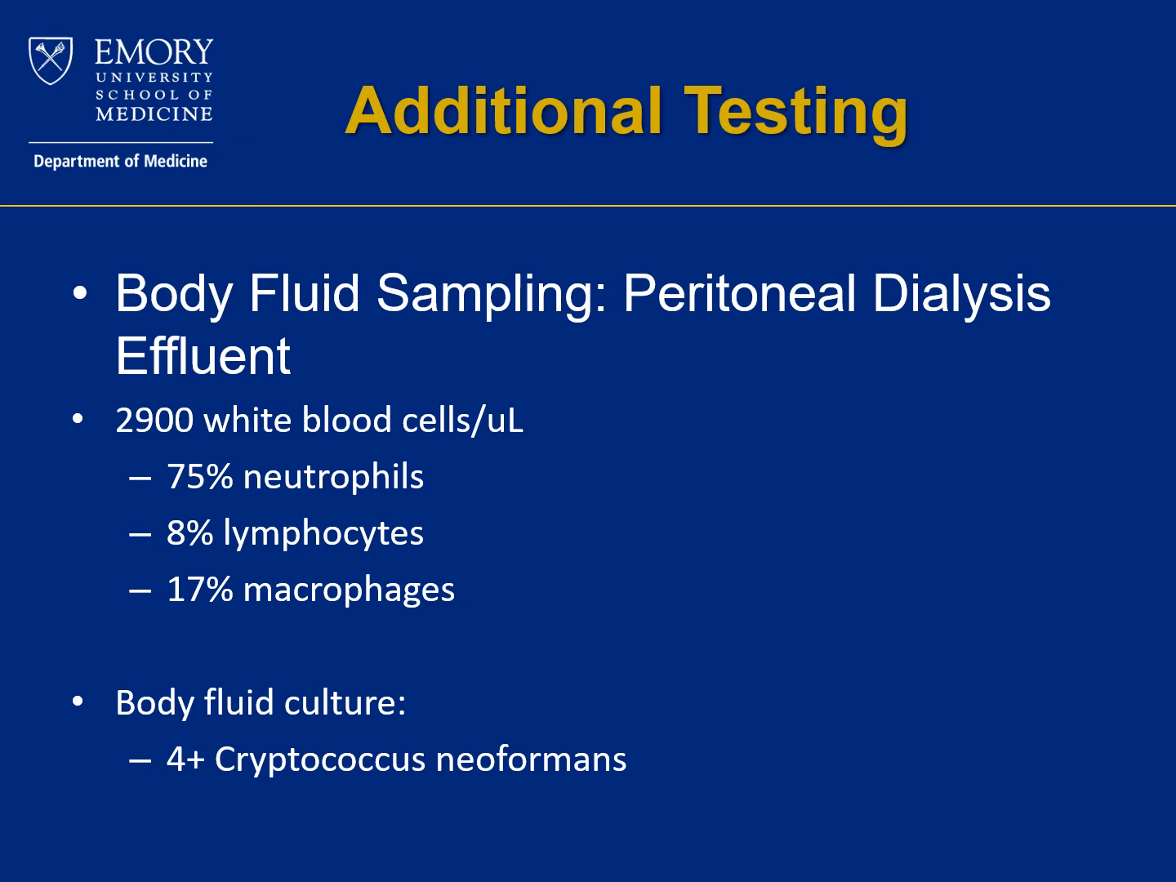Additional testing revealed a body fluid sample of her peritoneal dialysis effluent that showed 2,900 white blood cells. Of those white blood cells, 75% were neutrophils, 8% were lymphocytes, and 17% were macrophages. We cultured her body fluid sample, and it grew 4+ Cryptococcus neoformans.